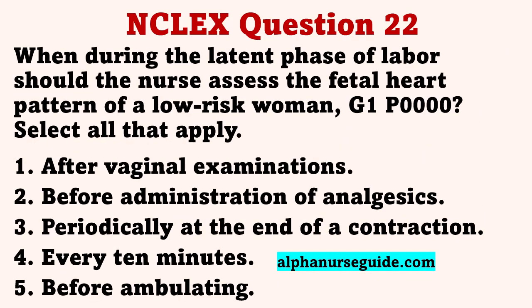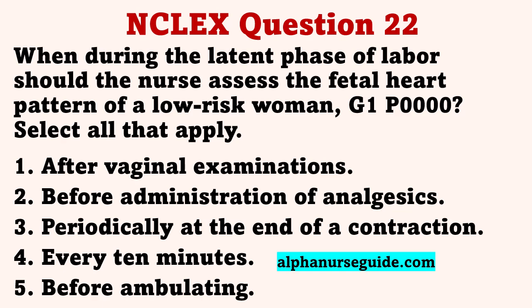When during the latent phase of labor, should the nurse assess the fetal heart pattern of a low-risk woman, G1P0000? Select all that apply. 1. After vaginal examinations. 2. Before administration of analgesics. 3. Periodically at the end of a contraction. 4. Every 10 minutes. 5. Before ambulating.